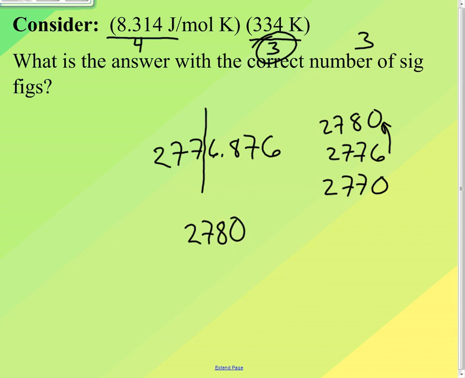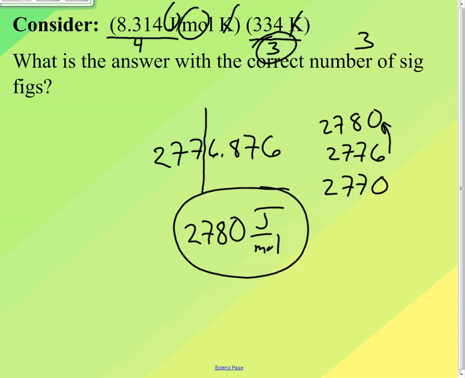What are my units? I have joules per mole Kelvin times Kelvin. That means my Kelvins cancel, and I have joules per mole. So 2,780 joules per mole is the answer. Next.